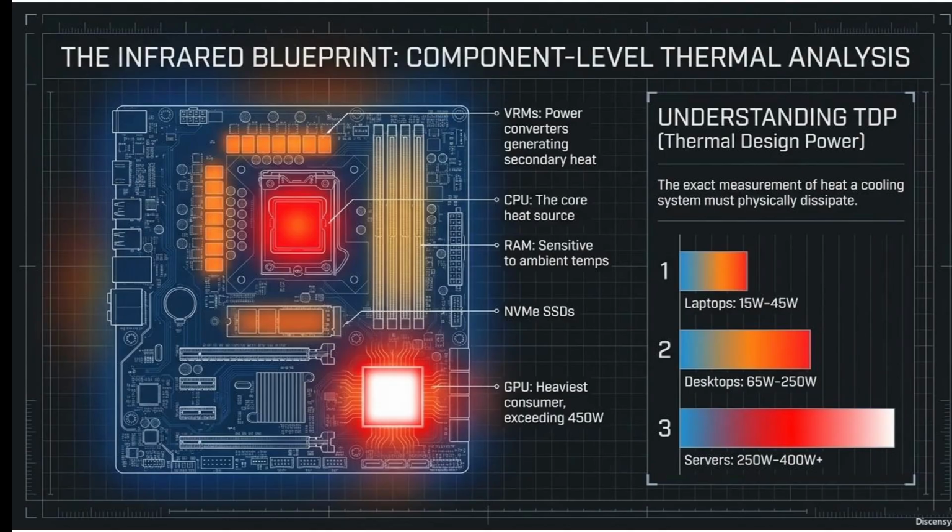Next, let's get to know device level analysis. Laptops usually generate the exact measurement of heat a cooling system must physically dissipate. So what it actually means is how much heat is generated by each type of device. Laptops generate approximately 15 watts to 45 watts. Desktops generate approximately 65 watts to 250 watts. Servers, at a minimum, generate 250 watts, and based on the scale of the server, the number of units, it can go way above 400 watts.